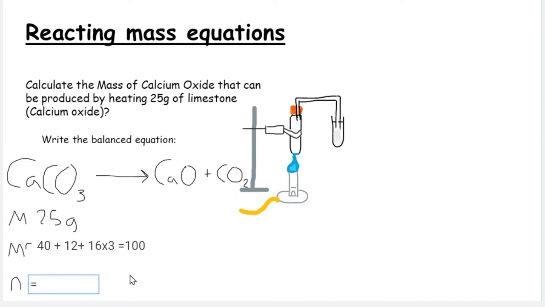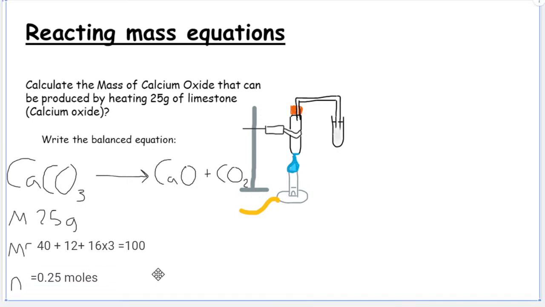To get the moles of calcium carbonate, I need to do mass divided by MR. The way I've set it out, you can do 25 on top of the MR of 100. And that gives us 0.25 moles. So n is 0.25.